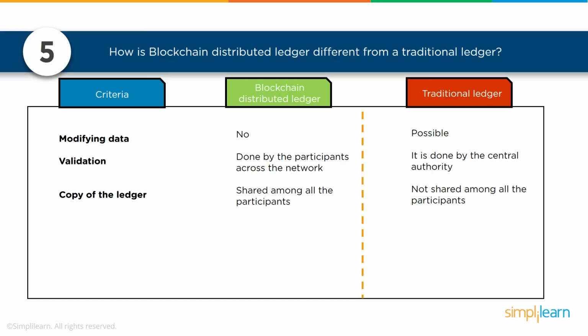A copy of the ledger is shared amongst all the participants of a distributed ledger. Each participant holds the same information in the ledger. In a traditional ledger, only a single copy is maintained at a centralized location. It is not shared amongst all the participants. Thereby, again, it remains a single point of failure.